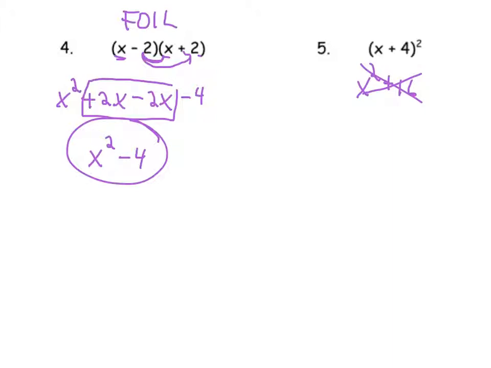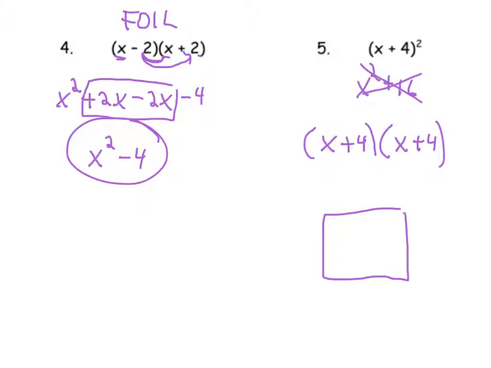So what you're going to do is you actually have to write them out, and you have to do x plus 4 times x plus 4. So then you could do FOIL, or we could just distribute, or we could do the box method. So let's try the box method. So here's the box. We have a 2 by 2 because you have a binomial times a binomial. x plus 4, x plus 4.